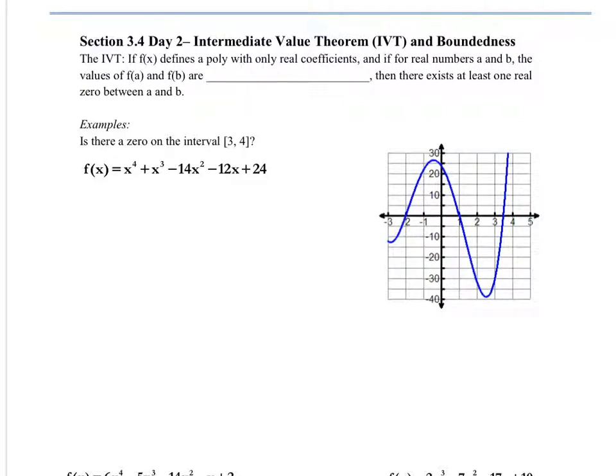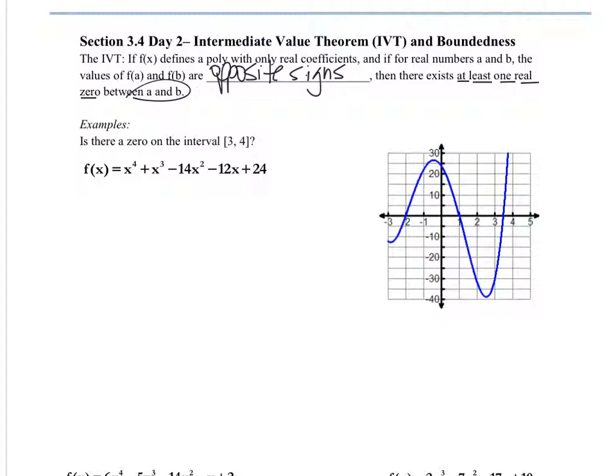To fill in these words up here: if f of x defines a polynomial with only real coefficients, meaning all these numbers are not i's, and if for real numbers a and b, so I give you two numbers like these two, and if f of a, meaning when you plug in a, and f of b, meaning when you plug in b, are opposite signs, think about what that means for a second. Opposite signs meaning one of them's negative, one of them's positive. Then that means there has to be at least one real zero in between them.